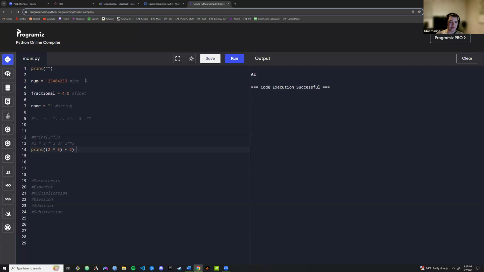This, again, is an example of a variable right here. This is a variable name. The variable name is num. Num is a variable. The variable name is fractional here. The variable name is name here. And these are all variables. These boxes or containers contain something. This contains a string. This contains a float. This is an integer.